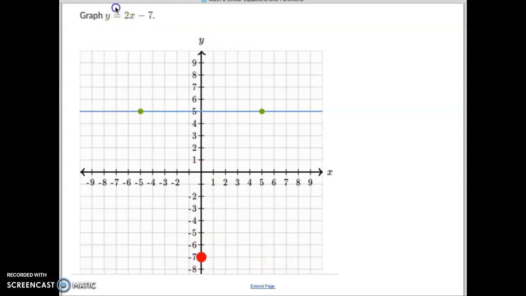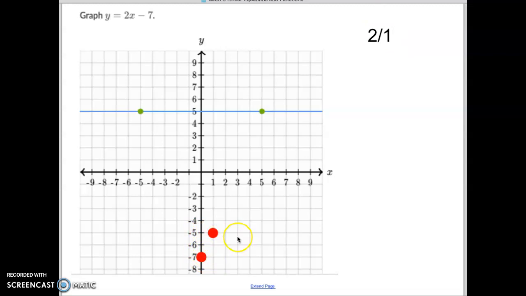Our slope is 2. Remember, we always said our slope should be a fraction. So our fraction would be 2 over 1, correct? I always put a whole number over 1. Which means +2 means from here we're going to go up 2 over 1. Negative numbers mean we go down. Positive numbers mean we go up. So we're going up 2 over 1.